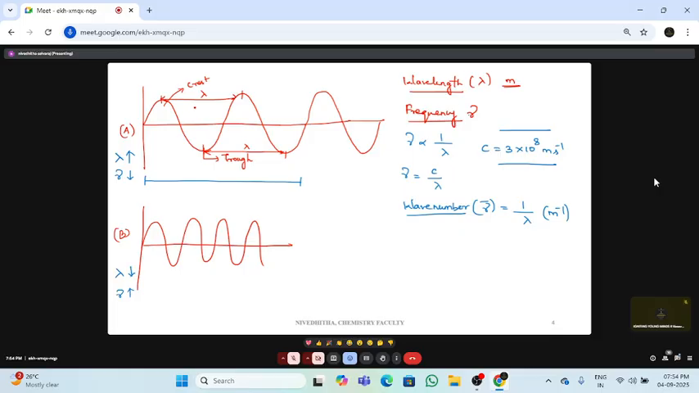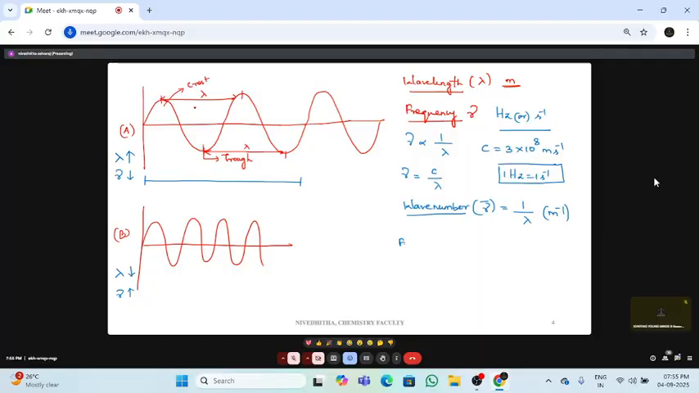Okay. And what is the unit of frequency? Hertz, right. Apart from hertz, there's another unit. Second inverse. Perfect. And there is no conversion between hertz and second inverse. 1 hertz is nothing but 1 second inverse. Okay. That's it.